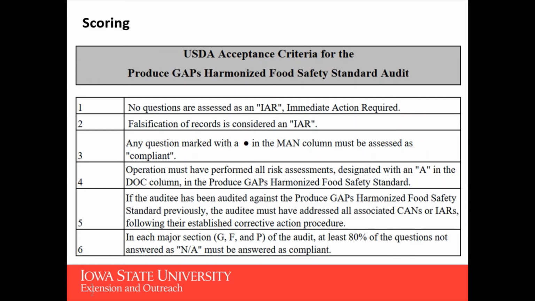Fourth, the operation must have performed all the risk assessments. Fifth, if the farm has been audited previously, they must have addressed all the CANs and all the IARs. Sixth, in each major section of the audit, at least 80% of the questions must be compliant. Questions that are marked NA are excluded from this score.